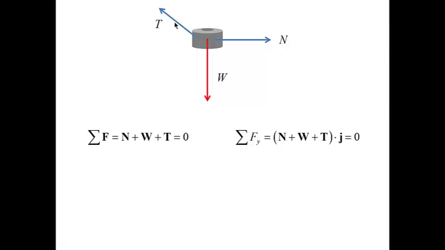This is done by taking the dot product between the sum and the unit vector J along the y-axis. As a result of expanding this equation, we obtain that N dot J is equal to zero because N and J are perpendicular to each other. W dot J is equal to minus W because W is directed along negative J. And finally, we represent the force T as its magnitude times its unit vector dotted with J. As a result, we obtain the symbolic answer for the tension in the cable, which tells us that the only thing we're left to determine is the dot product between E, the unit vector of the tension force T, and J.